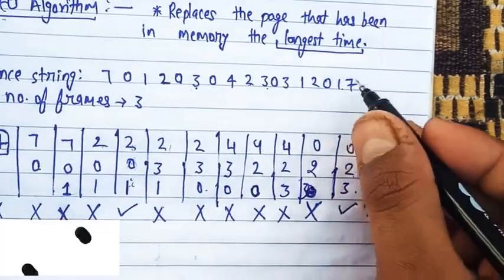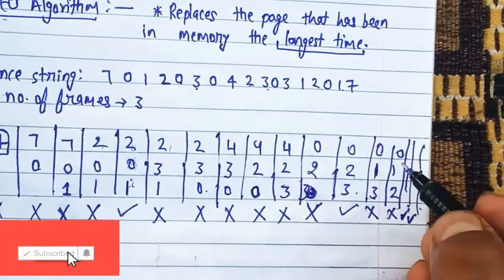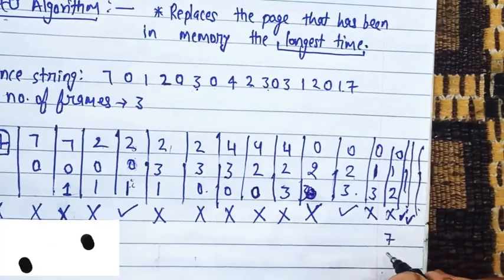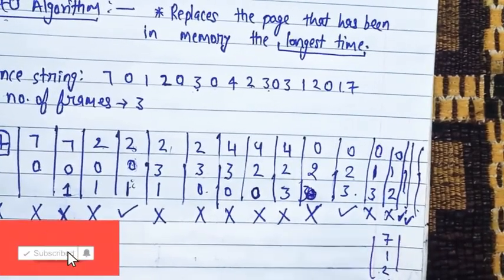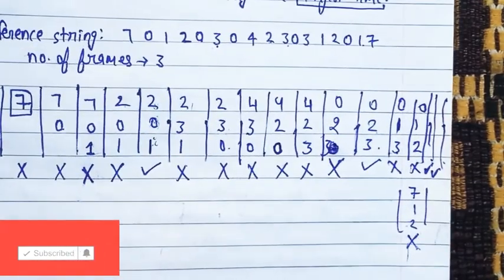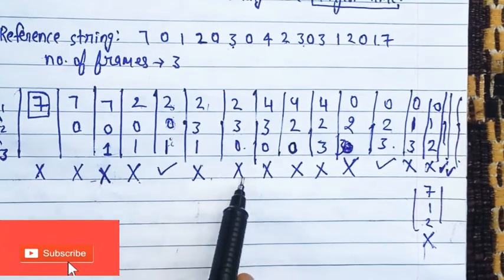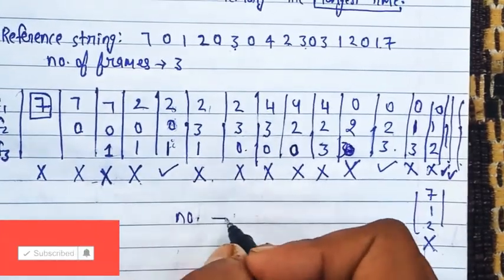In the last there is a 7, 7 is not present in this region, so you have to swap with 0 because 0 was first, so there will be 7 1 2. In this case it is a cross, or we can say this is a page fault. So how many page faults are in this question? There is 1 2 3 4 5 6 7 8 9 10 11 12. So the number of page faults is 12.